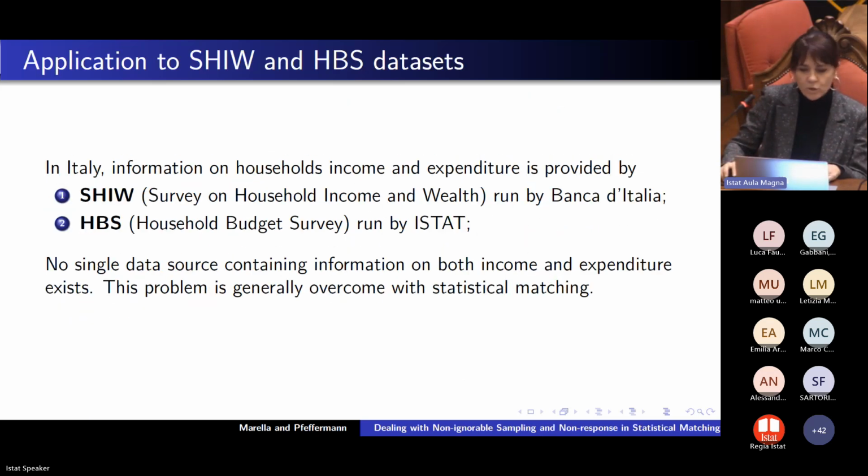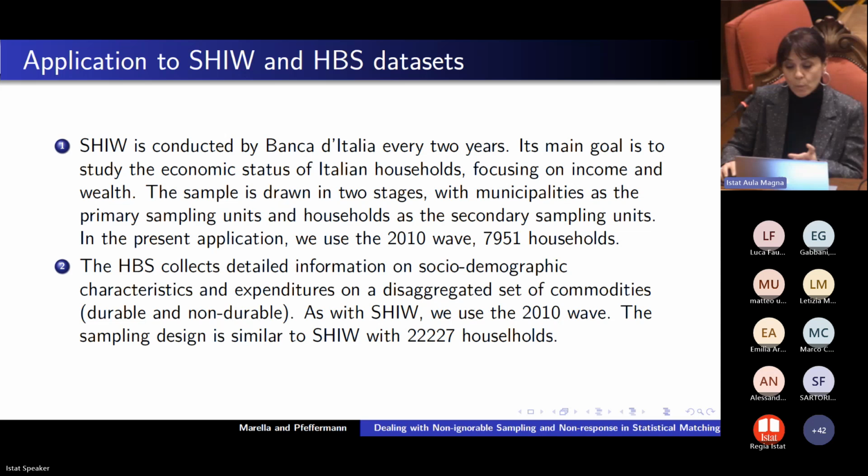Now, I will show you some results regarding an application to SHIW and HBS. In Italy, information on household income and expenditure is provided by the survey on household income and wealth run by Banca d'Italia and the household budget survey, but no single data source containing information on both income and expenditure exists. And then we consider the 2010 wave for SHIW and HBS, and this is the sample size of SHIW and this is the sample size of HBS.